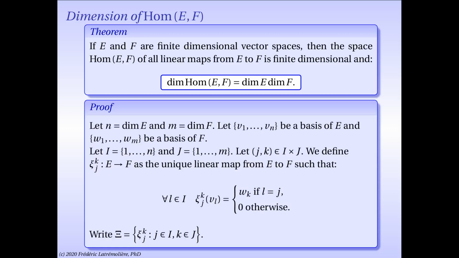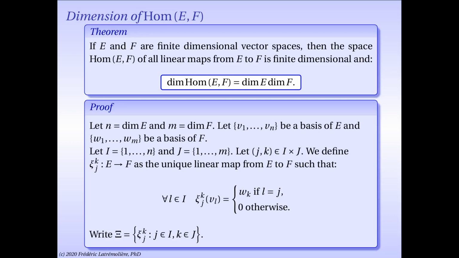So, to simplify notations a little bit, as we are going to have a lot of notations here, let n be the dimension of E and m be the dimension of F. And we are, of course, going to extract a basis for E and a basis for F. So let's write V1 to Vn a basis for E and W1 to Wm a basis for F. Again, to keep things a little simpler, let I be the set of natural numbers between 1 and n, and J be the set of natural numbers between 1 and m. Now let's pick j between 1 and n and k between 1 and m.